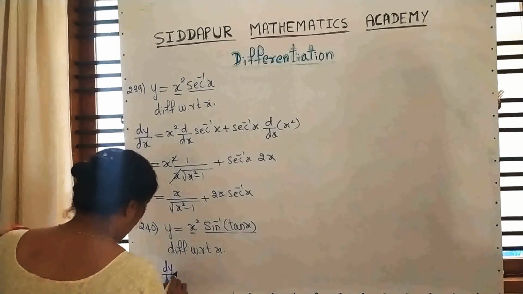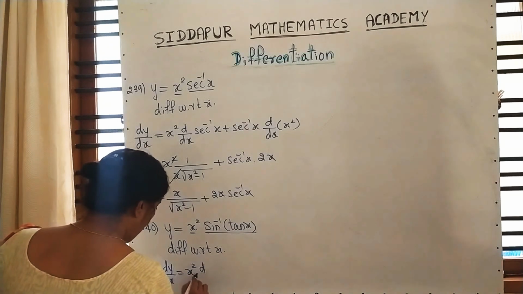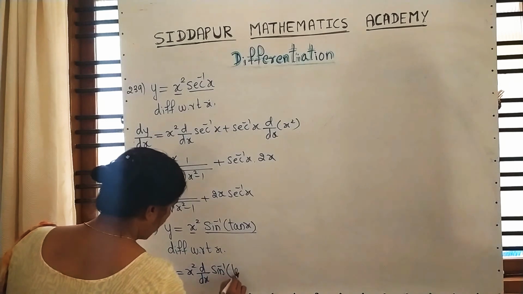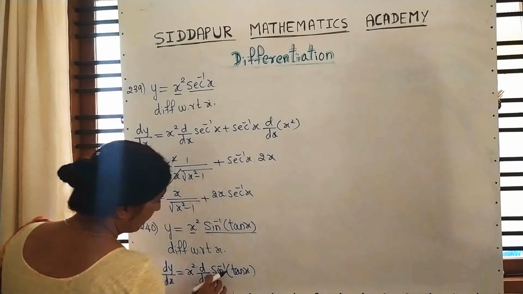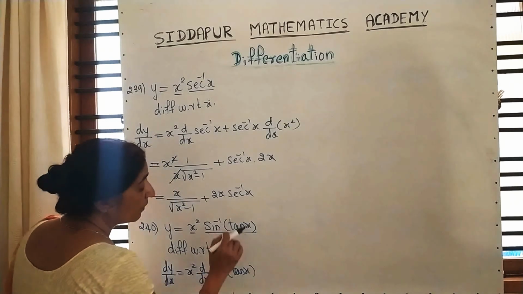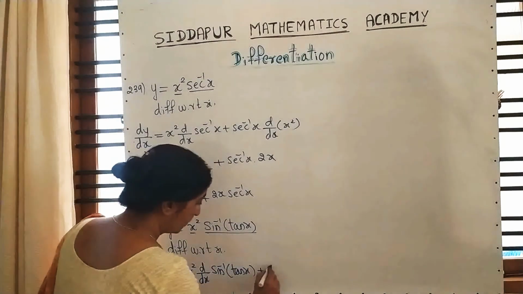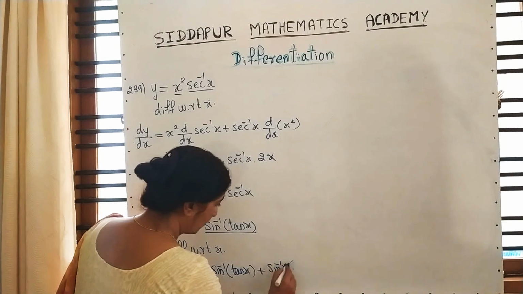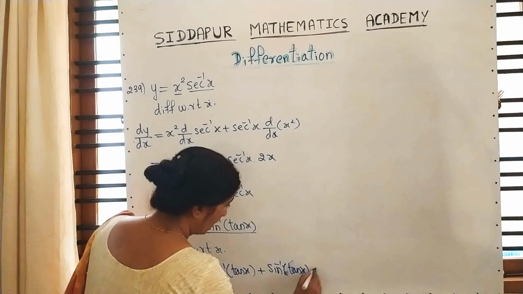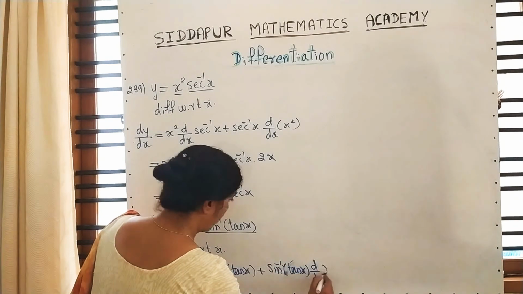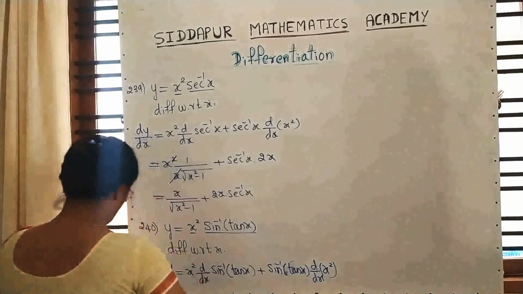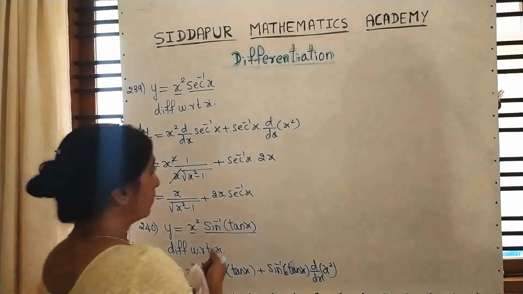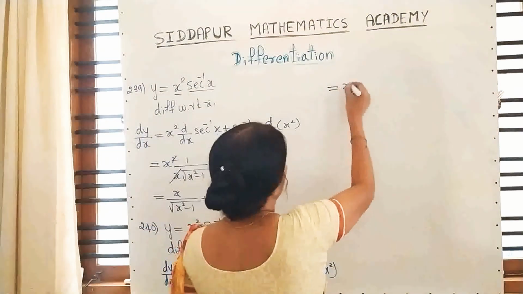dy upon dx is equal to x square into differentiation of sine inverse tan x. See, instead of sine inverse x, in place of x we have tan x, plus sin inverse tan x as it is into differentiation of x square. See, is it very simple or what? The sums are very simple. So x square as it is.